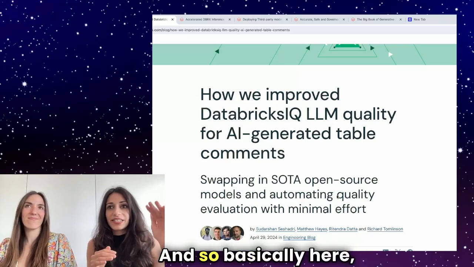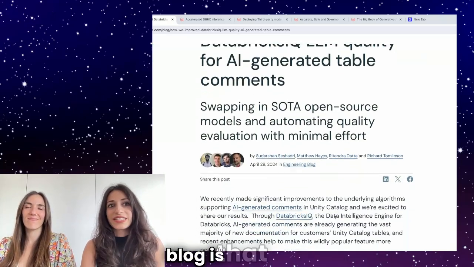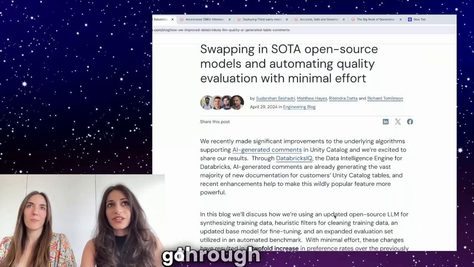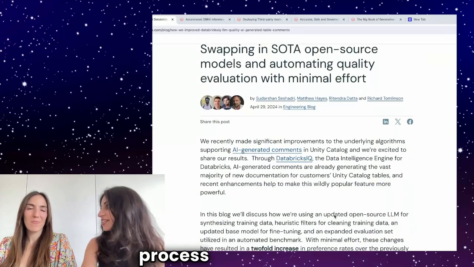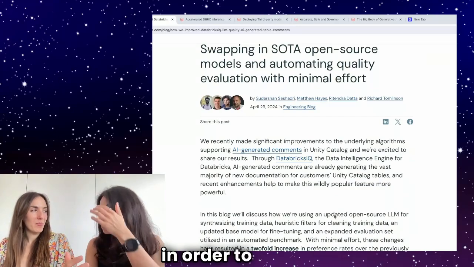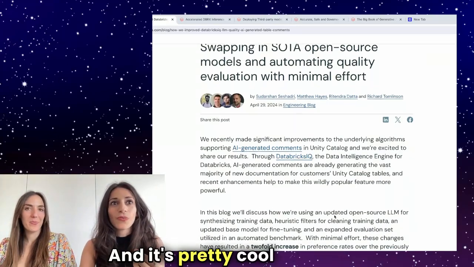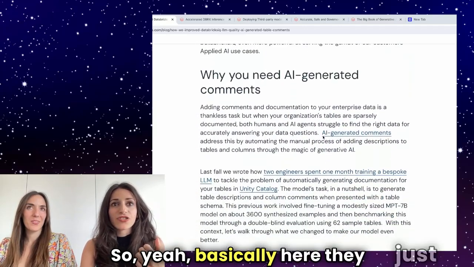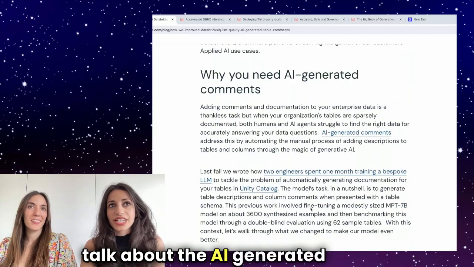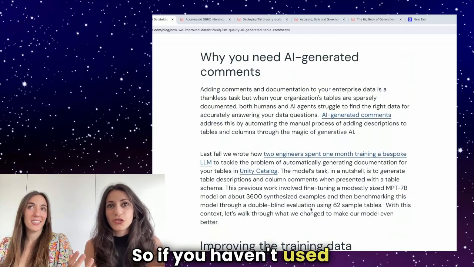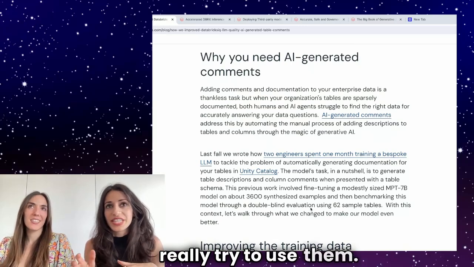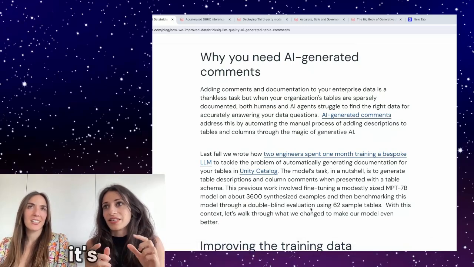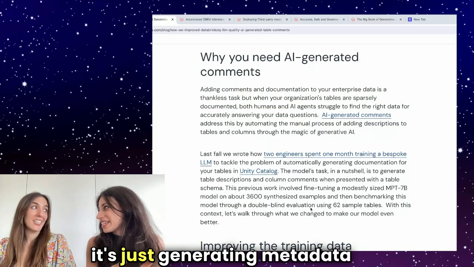And so what I like with this blog is that they just go through the whole process that they followed in order to improve it. And it's pretty cool what they did. So yeah, here they just talk about the AI generated comments. So if you haven't used them, really try to use them. If you have Unity Catalog, it's just generating metadata for you.